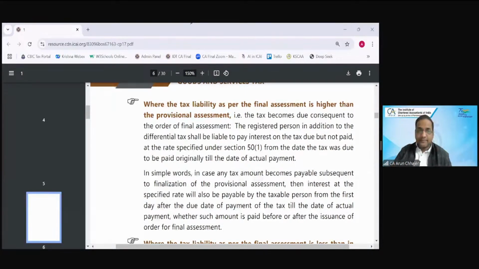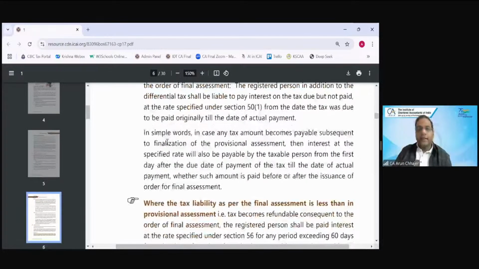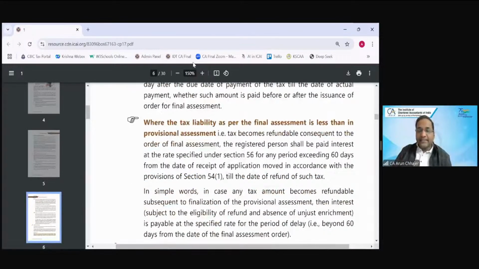The answer is, it depends upon whether the liability has been declared in the same tax period or a subsequent tax period. If it is in the same tax period, then the answer would be net tax liability, the portion which has been paid through cash. And if it has been declared in the subsequent tax period, then it will be on the gross. Correct.